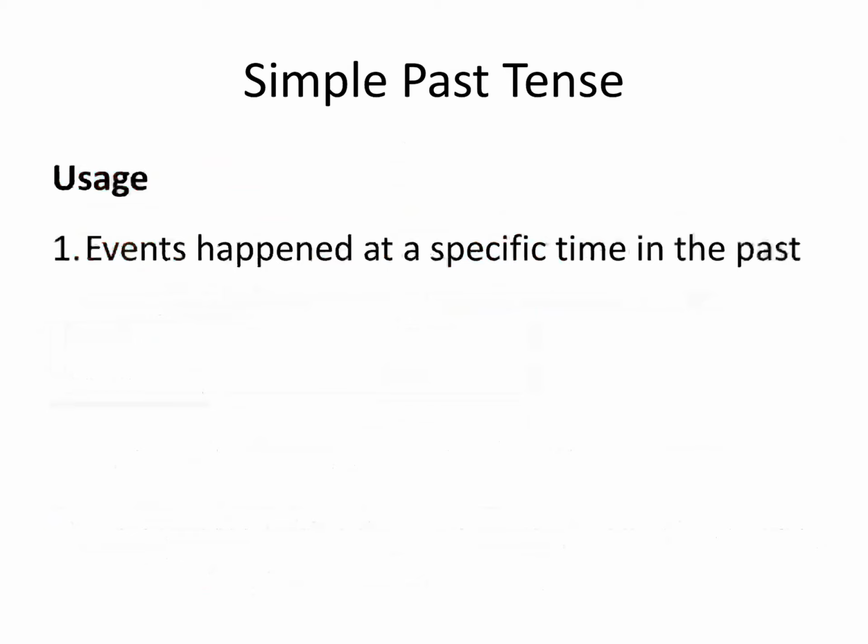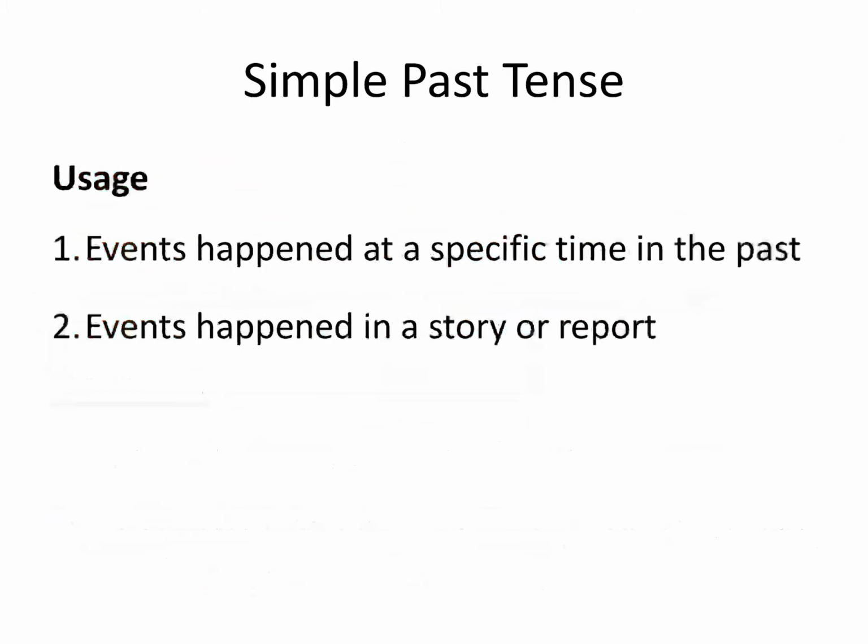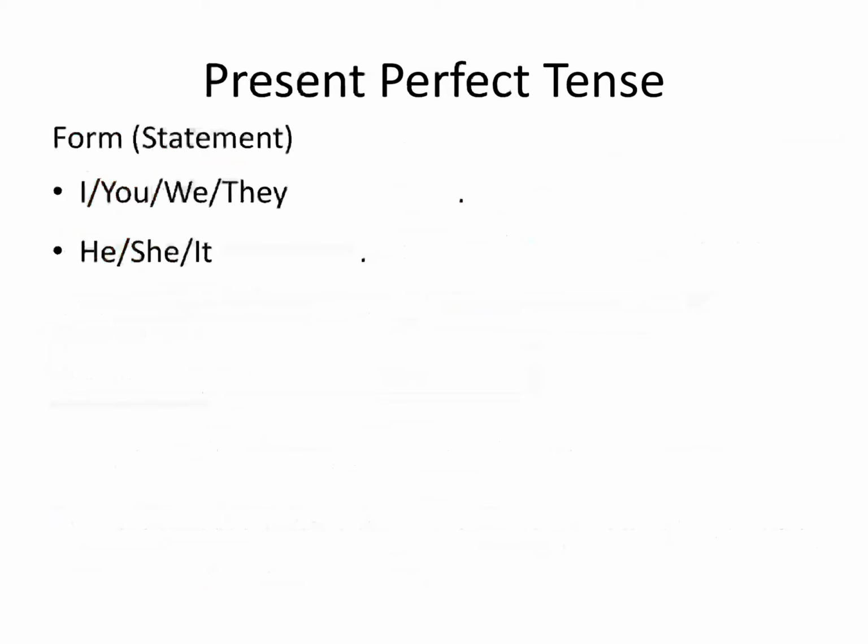So when do we use simple past tense? We use simple past tense to talk about events that happened at a specific time in the past. And when we write a story or report, since the events have happened, we normally use simple past tense for these text types.